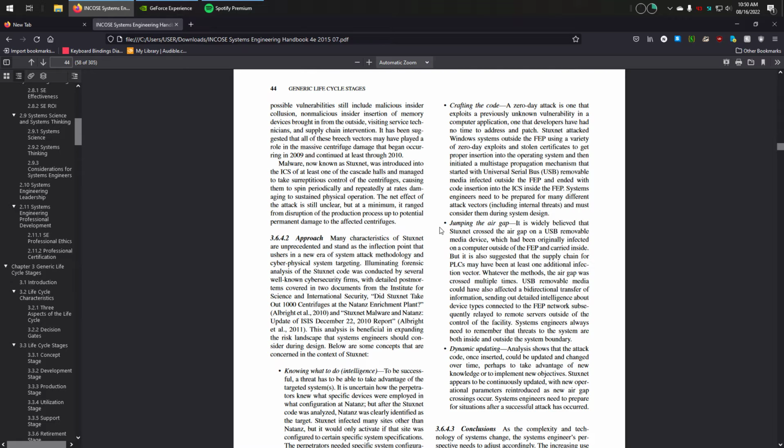Malware, now known as Stuxnet, was introduced into the ICS of at least one of the cascade halls and managed to take surreptitious control of the centrifuges, causing them to spin periodically and repeatedly at rates damaging to sustained physical operation. The net effect of the attack is still unclear, but at a minimum, it ranged from disruption of the production process up to potential permanent damage to the affected centrifuges.